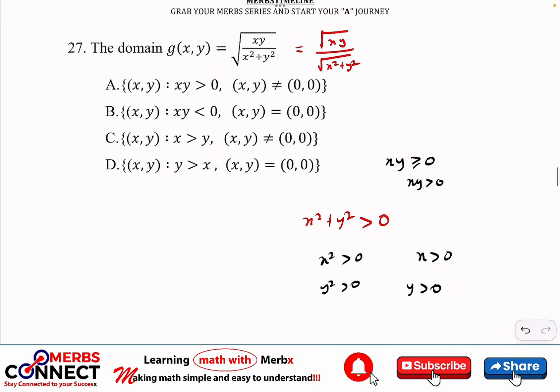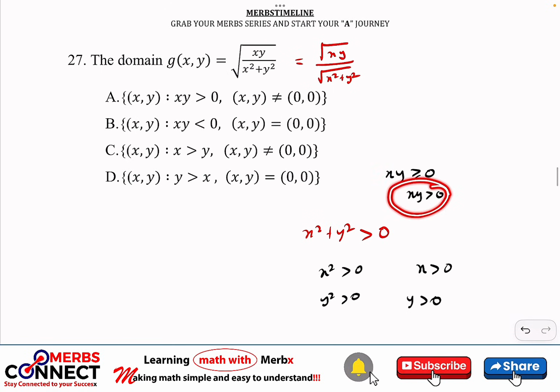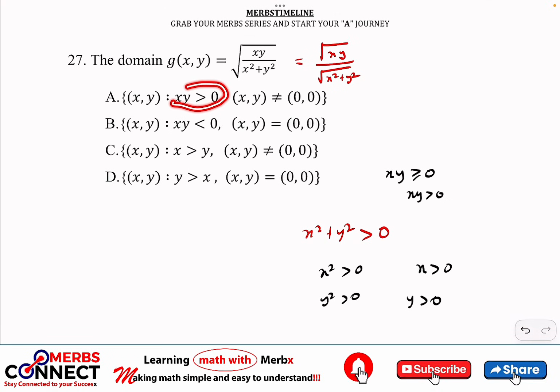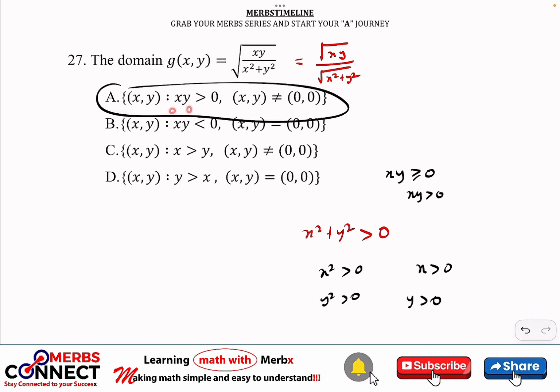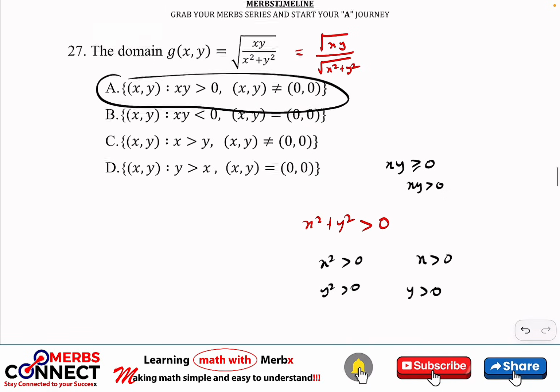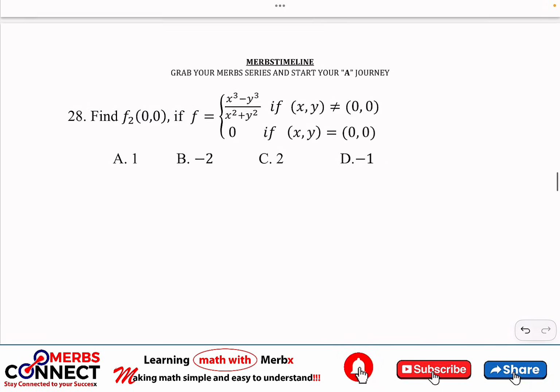So now with this one, we are going to pick this and this. Great. So this is what we are going to choose here. We need to choose A, because x and y should be greater than 0. And x and y cannot be 0, because as soon as x and y is 0, the denominator will be undefined. So that is the analysis from there.